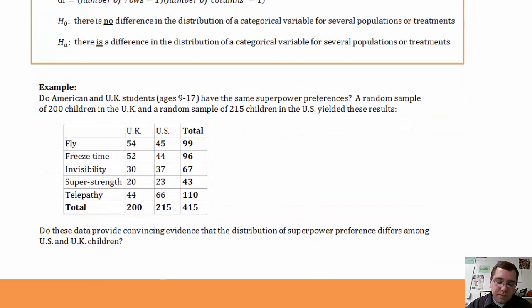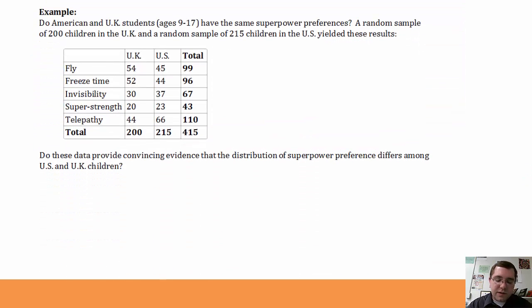Here's our example. Do American and UK students, or students here are children from ages 9 to 17, have the same preference of superpower? This is actually following up from an example we did in a warm-up way back in the first unit of the course, where we looked at the distribution of U.S. children by superpower preference, and we analyzed that, I think, for boys and girls, and we made a comparative bar chart between boys and girls. So we have the same U.S. statistics, but now we have the U.K. statistics, and we want to know, are they the same?